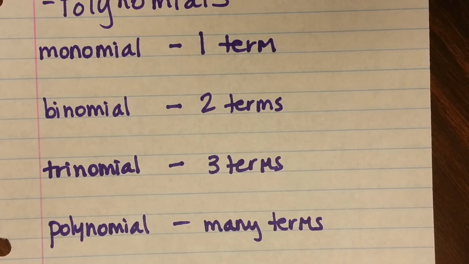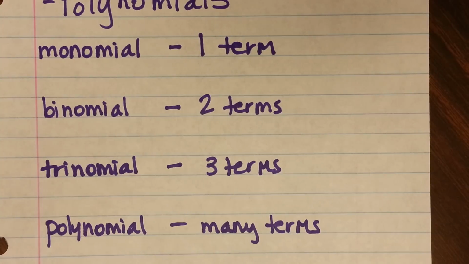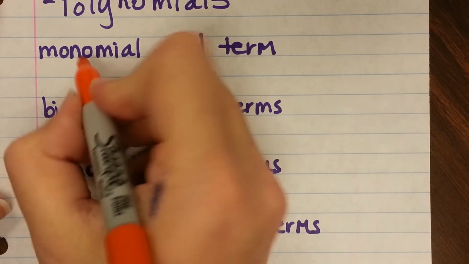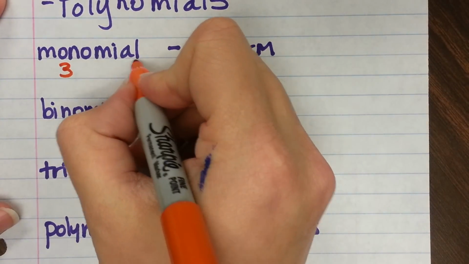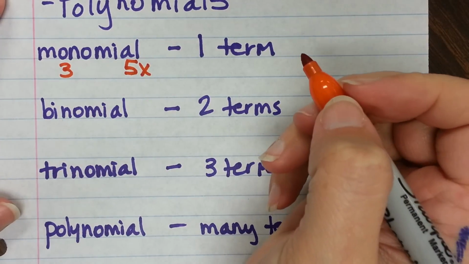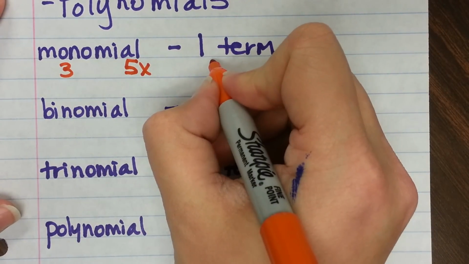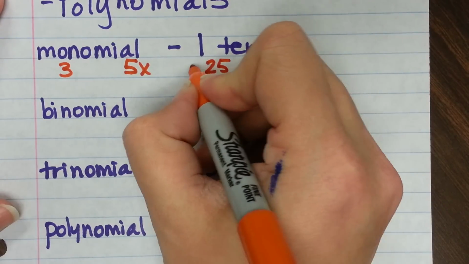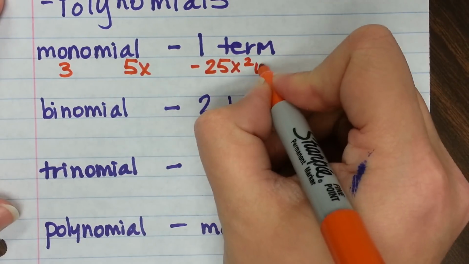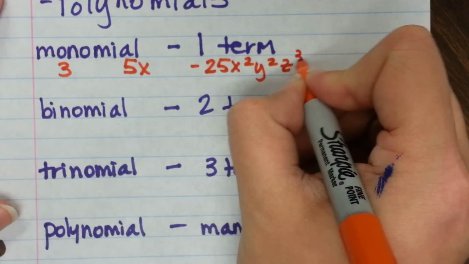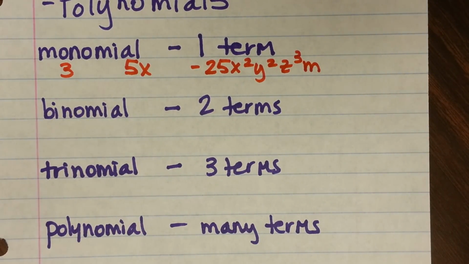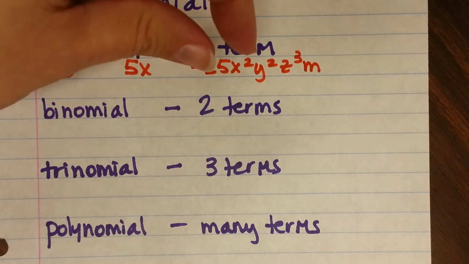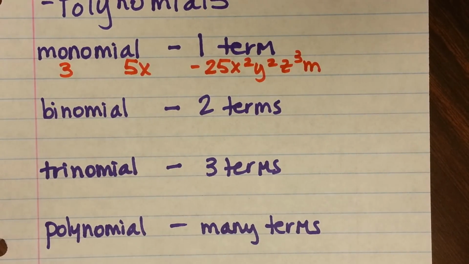Alright, so what does it mean to have one term? Let's give some examples. A monomial could be something as simple as a number. Or it could have a letter with it, something like 5x. Or it could be something a little more complicated like negative 25 x squared y squared z to the third m. That's still just one term. It has a whole bunch of parts that are multiplied together, but it's still just one term.